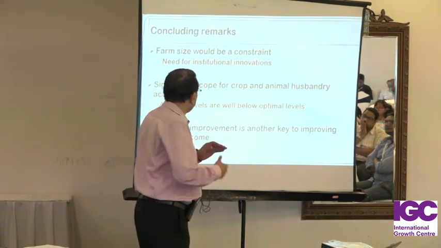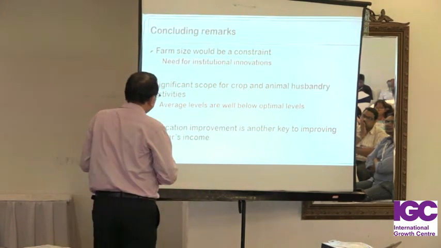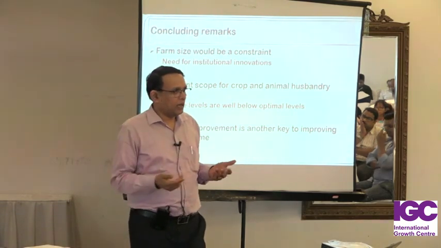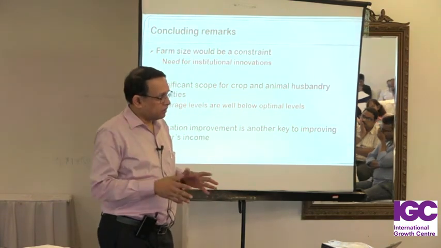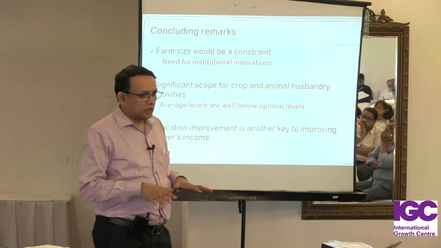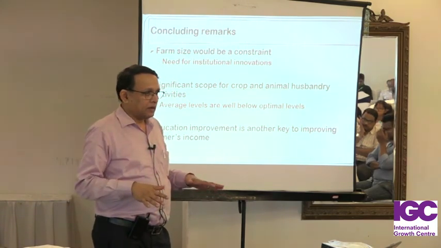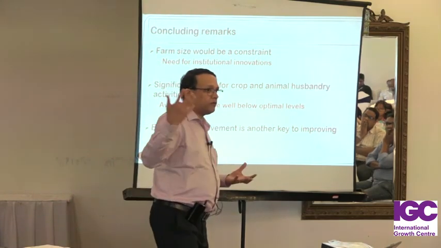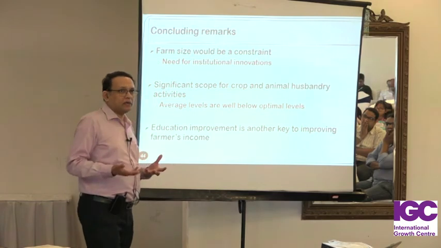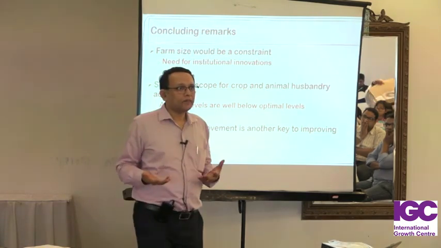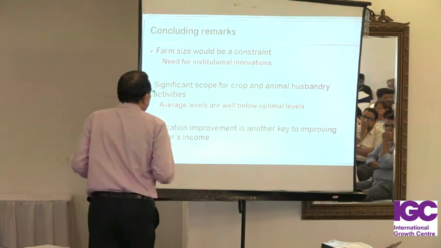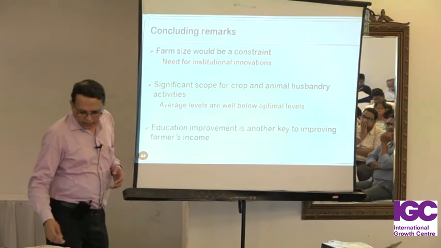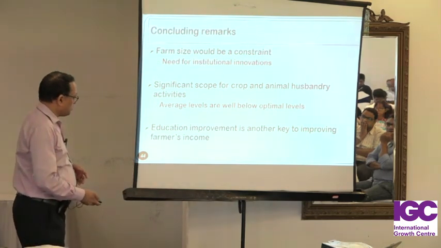Second, there is significant scope for crop and animal husbandry. The average levels now are still well below the optimal level, so there is scope. And when you look at it regionally, spatially, you will find that in some states especially, the scope for increasing the number of crop and animal husbandry activities is more. They are far below the optimal. Education again is something that is required. Education improvement is again a key.